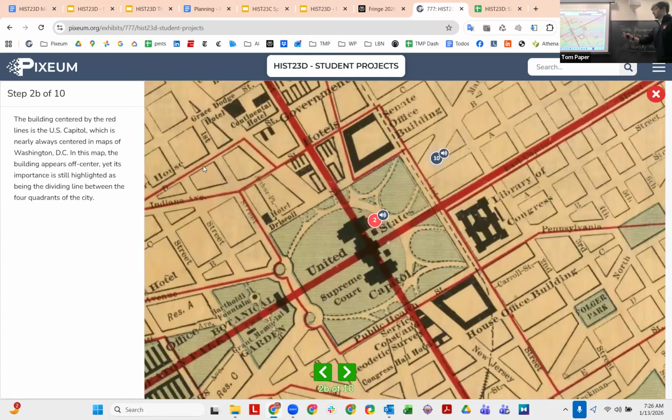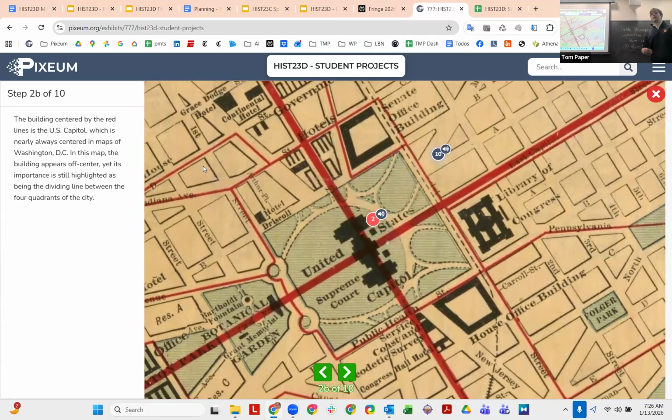Second is the orientation of the US Capitol. Again, in most maps of Washington, D.C., you see it framed around the Capitol because it's the dividing line that divides the city up into the four quadrants. You've got northwest, southwest, southeast, and northeast. And you can see it still has these red lines radiating outwards, but because it's on a slant and because it's off to the right side of the map, it's a little bit disorienting for people who might have seen other maps of Washington, D.C.